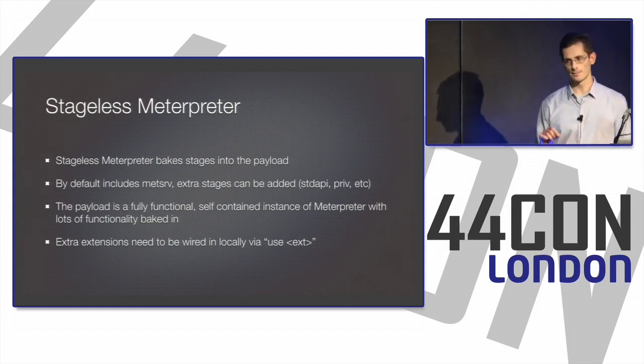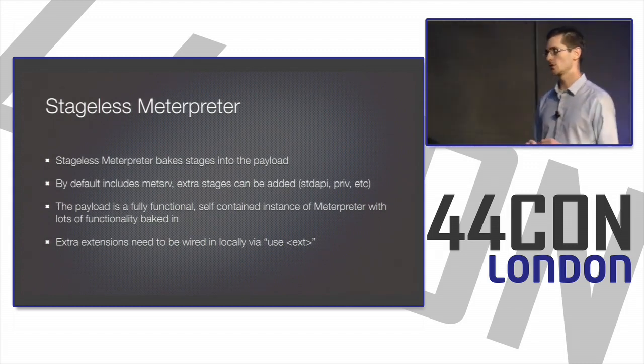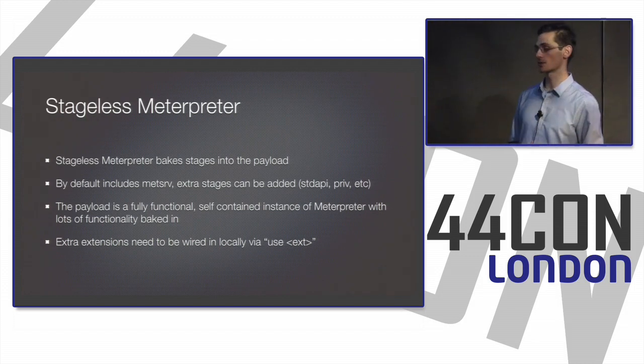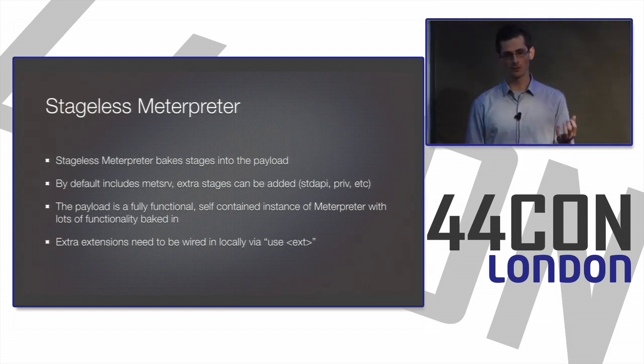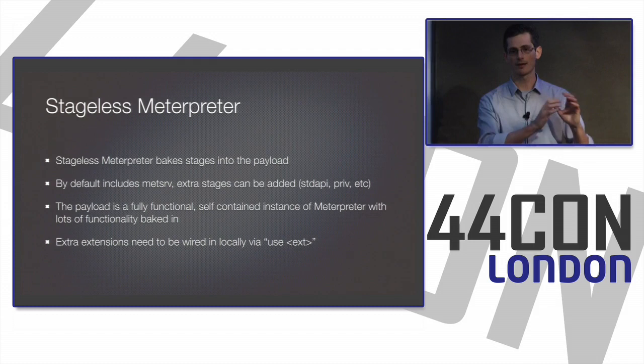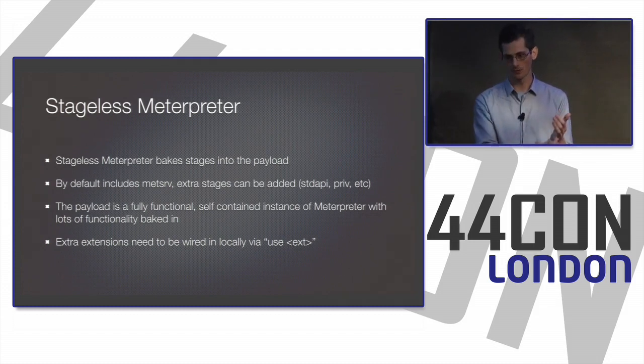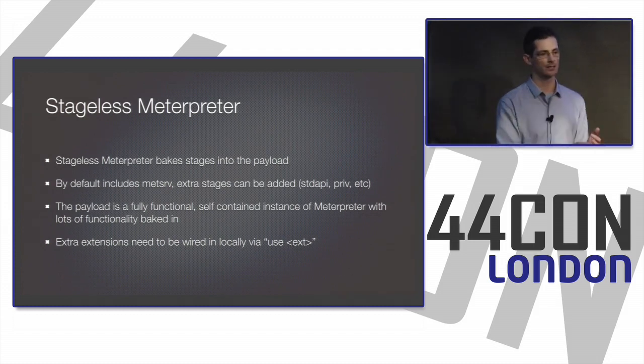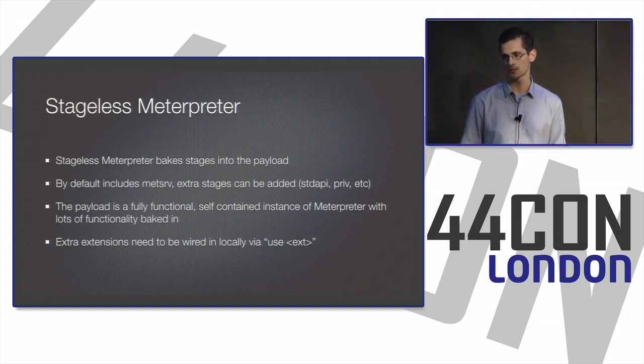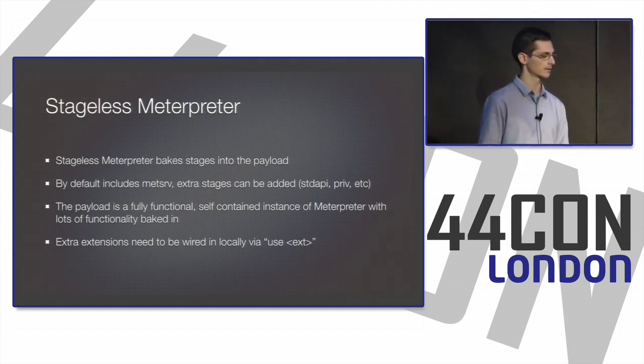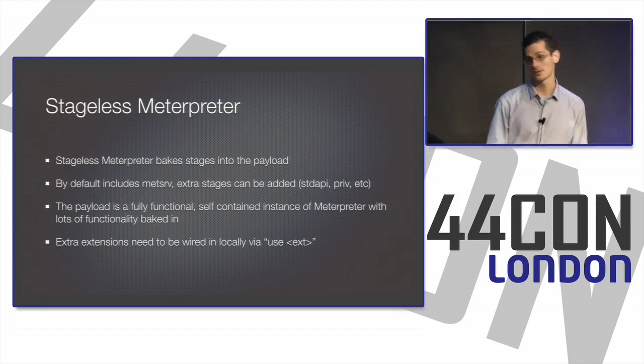By default, you will only get Metserv. Okay, so if you generate, I'll show you how this is generated in just a minute, but by default, when you create a Stageless Meterpreter, it will only have Metserv in it, and that's the thing that's responsible for communications, right? That's the thing that wraps things in a TLS socket so that things aren't as easy to detect. But you can add more.